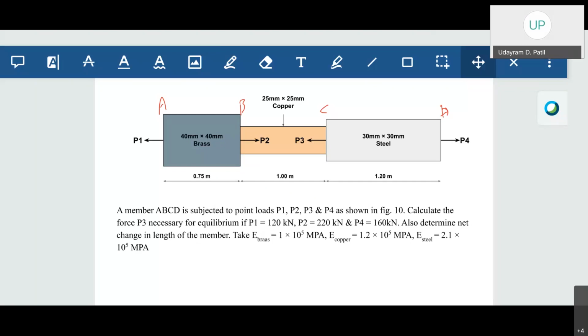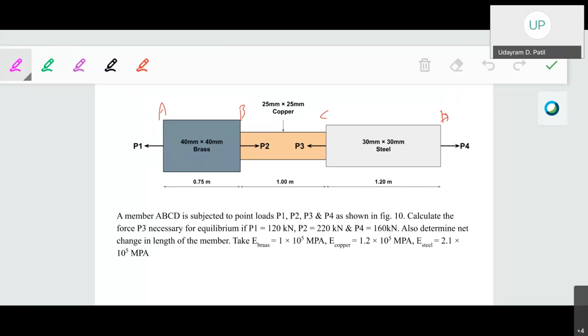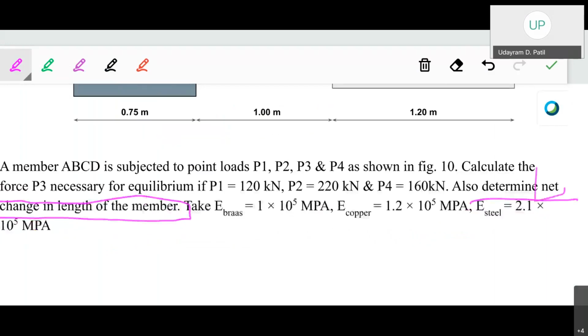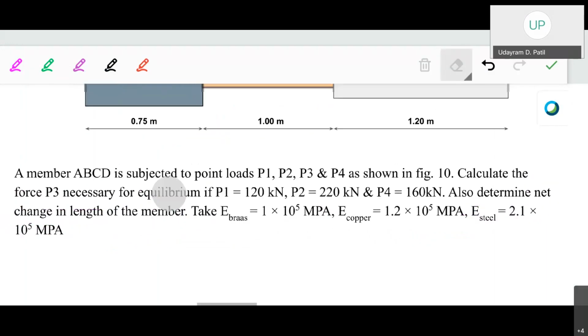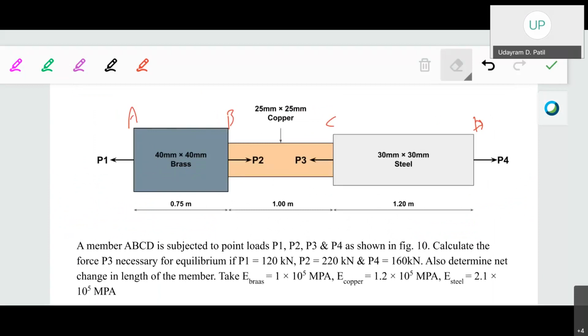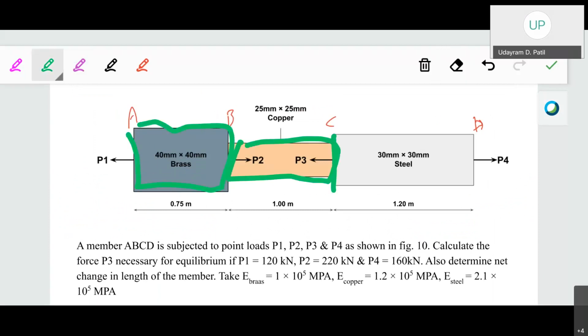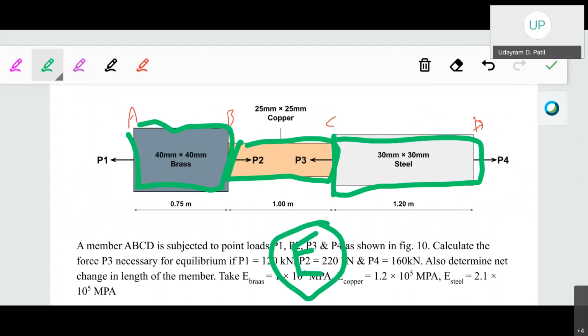So we have to calculate first the force as well as determine the net change in length of the member. Now the important point is net change in length. Every section will be subjected to different loads as well as every section will have a different value for E, that is the Young's modulus. Therefore elongation by this load will be different for the different sections.